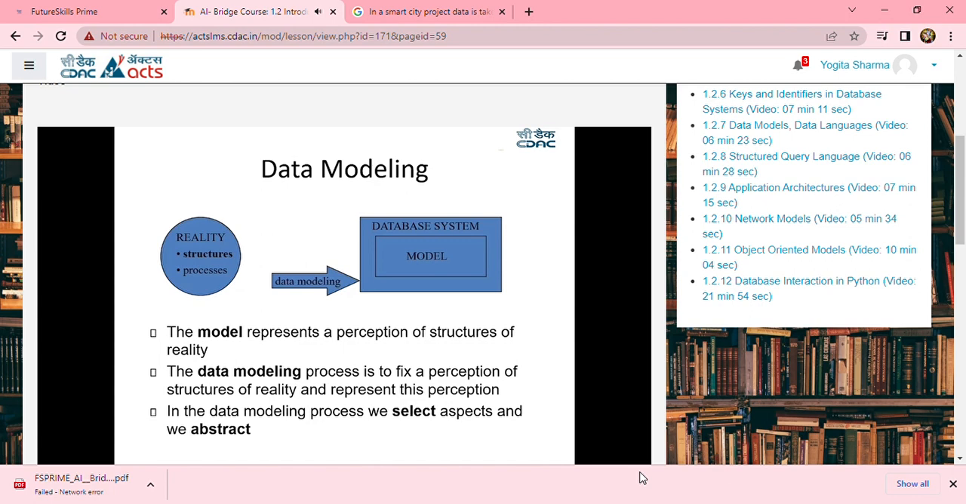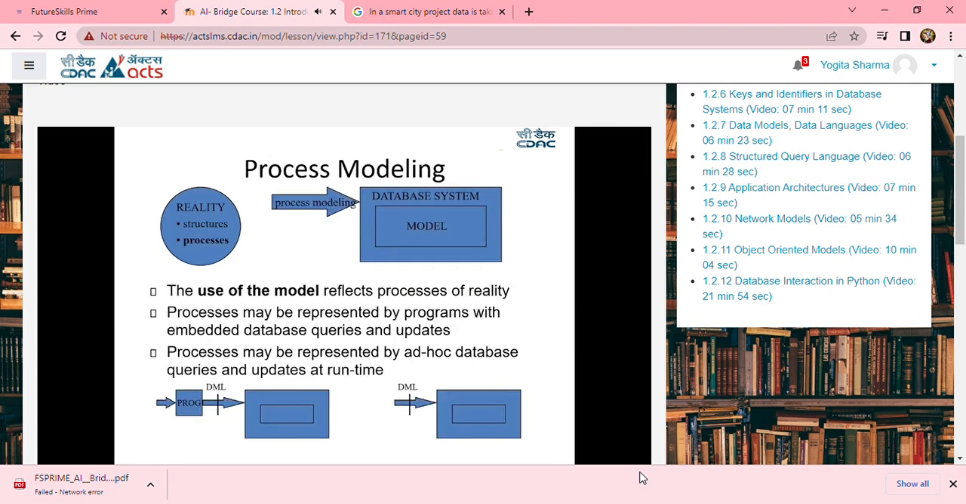Now, coming to the data modeling part. What does data modeling contain? The model represents a perception of the structure of reality. So, what am I perceiving from this perception factor of reality? The data modeling process is to fix the perception of the structures of reality and represent this perception. In the data modeling process, we select aspects and we abstract. That means I will select the aspect and try to get an abstract of this. So, this is the data modeling process.